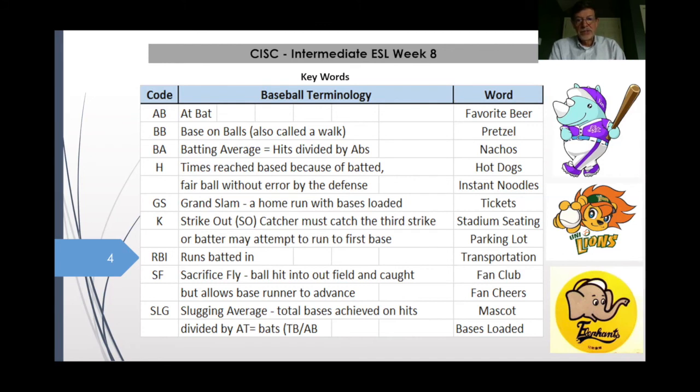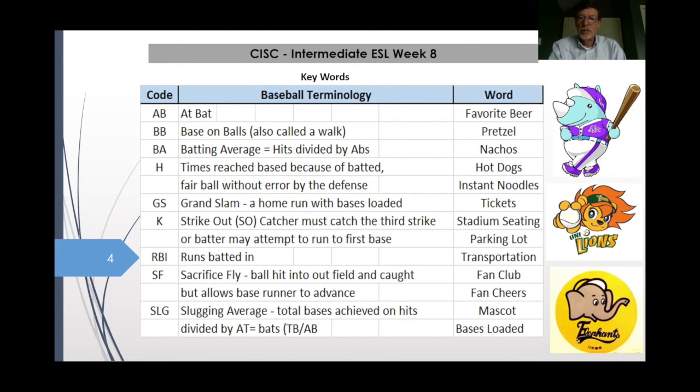BA is batting average, and that's hits divided by at-bats. H, times reached base because of batted fair ball without error by the defense. GS, grand slam, that's when you hit the ball out of the park and the bases are loaded. So you have players on first, second, and third on that grand slam. Big deal. K are strikeouts. Catcher must catch the third strike or batter may attempt to run to first base. You don't see that too often. They generally just get struck out.